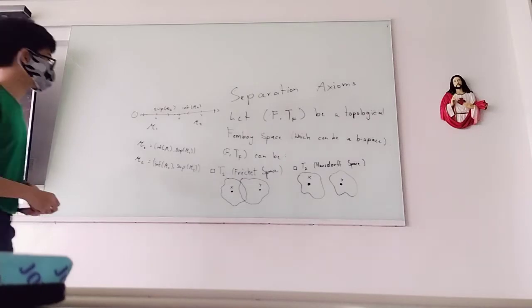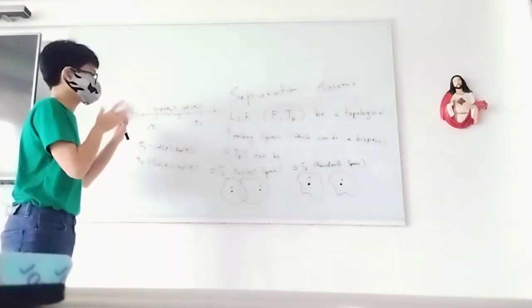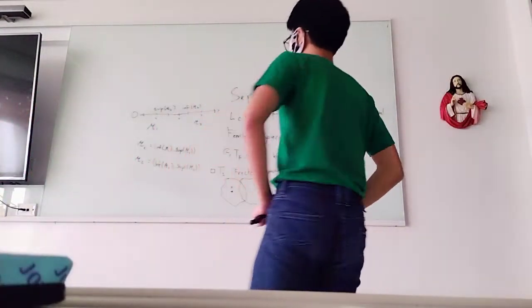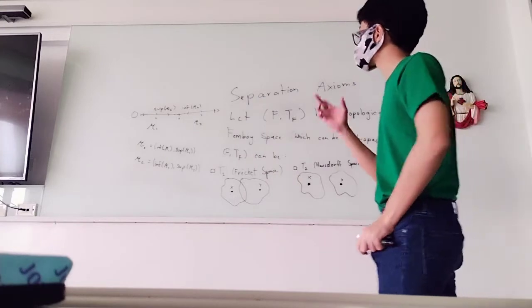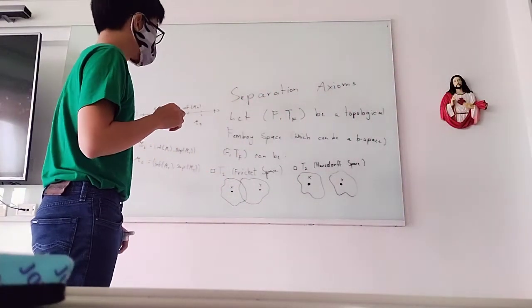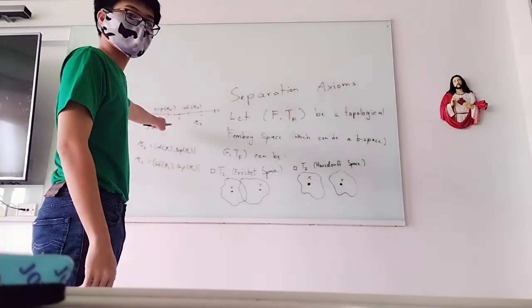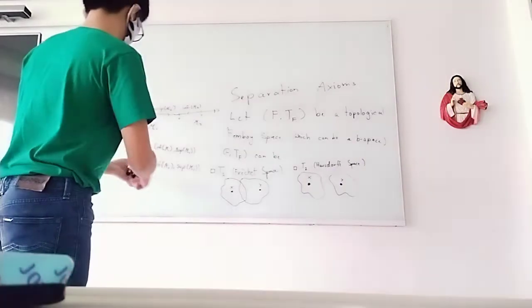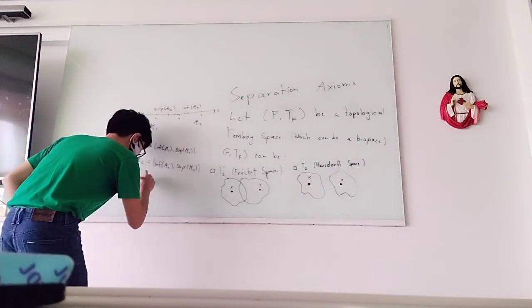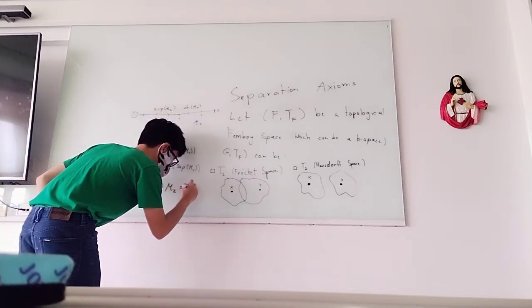Okay, but notice that these two are not compact. So let's not talk about compactness for now. We just want to discuss the separation axioms. Okay, so now notice that the intersection here is empty. Notice now that mu1 intersection mu2 is the empty set.